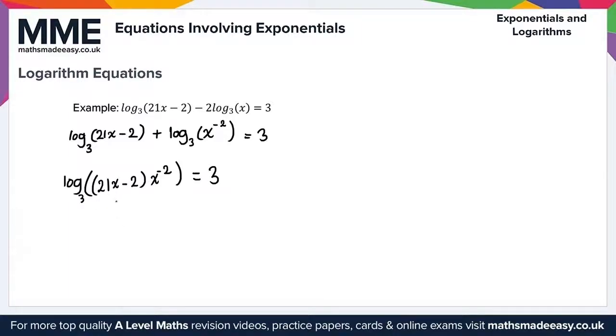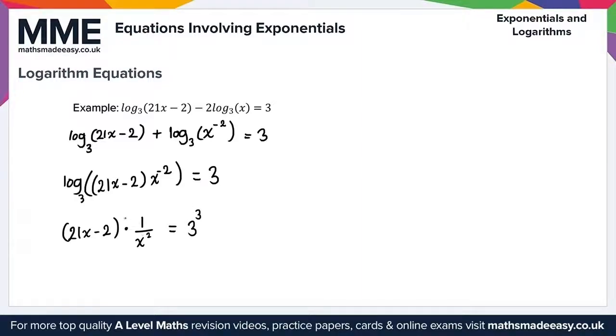Now here, what we want to do is get rid of this logarithm here, base 3. So to do that, we anti-log. So in that case, taking the inverse here, we're going to get 21x minus 2 times by 1 over x squared. This is x to the minus 2, which we could write as 1 over x squared. Okay, so we times that by 1 over x squared. And this is equal now to 3 to the power of 3 there.